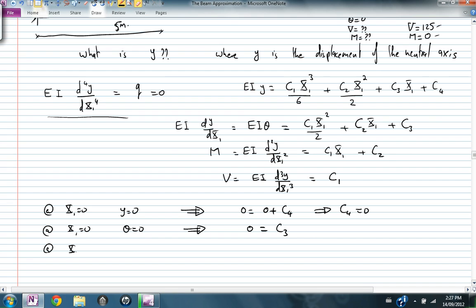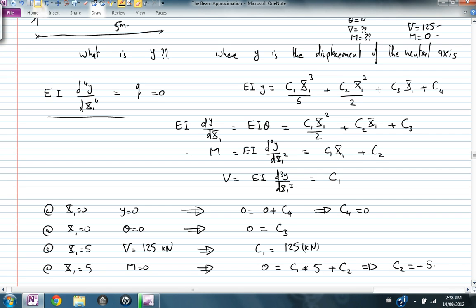At x1 equal to 5, the shear is equal to 125 kilonewton, which tells me that C1 is equal to 125 kilonewton. At x1 equal to 5, the moment is equal to 0, which tells me that 0 is equal to C1 multiplied by 125 multiplied by x1, which is 5, plus C2, which means that C2 is equal to negative 5 multiplied by 125.